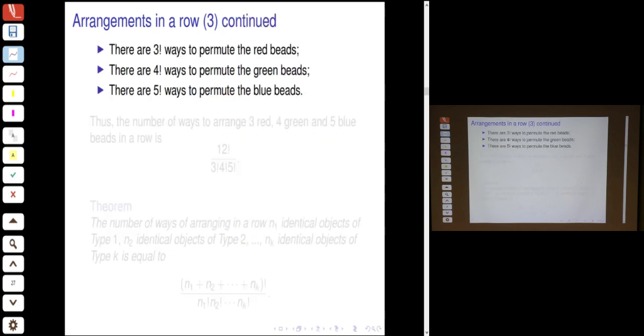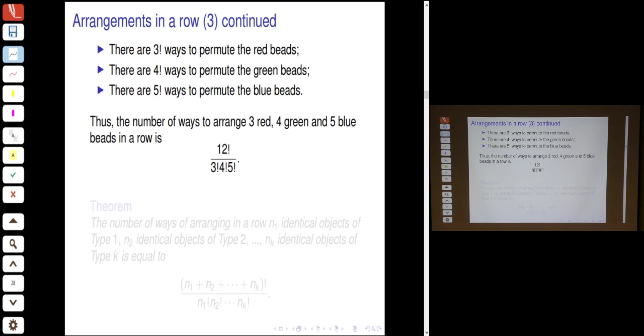Okay, so the answer is there are 3 factorial ways to permute the red, 4 factorial to permute the green, and 5 factorial to permute the blue. So these are the factors of overcounting. The total number of ways will be this number, and then we divide so that we treat the 6 ways as 1 way. If you do this, you are done.